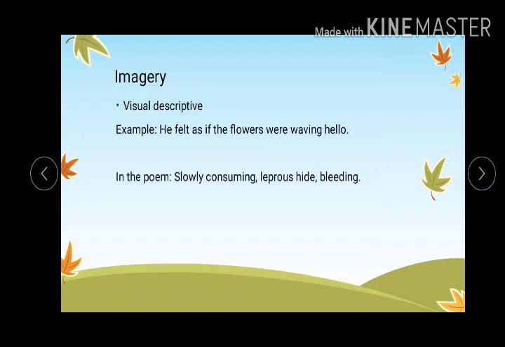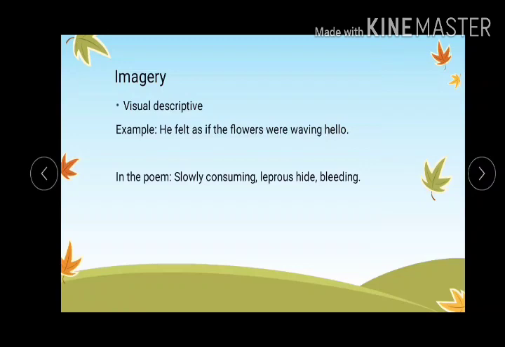For example, look at this sentence. He felt as if the flowers were waving hello. Now when someone says this sentence to you, you can almost imagine some flowers saying hello to you. So imagery is a very strong poetic device which can create images in the mind of the reader.